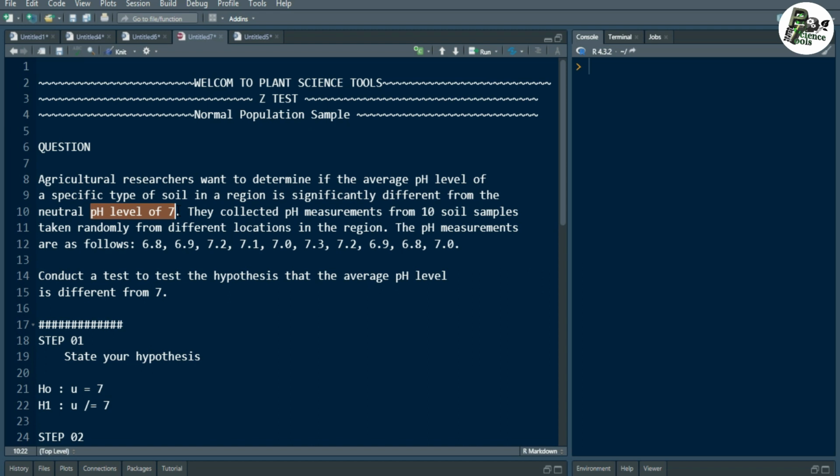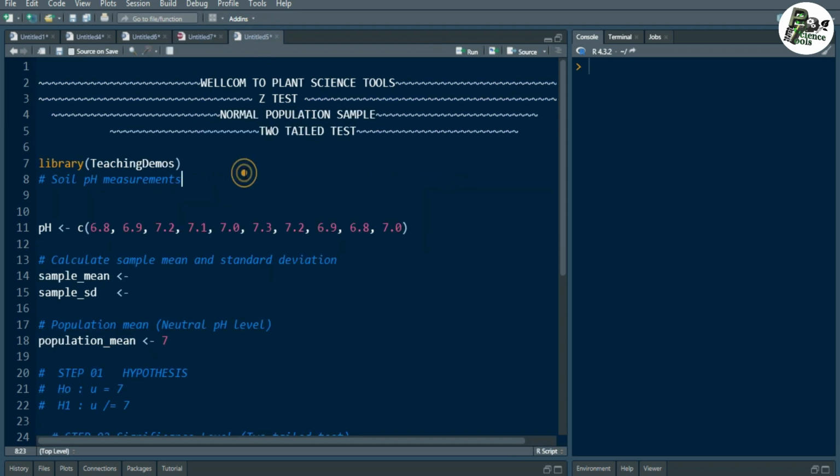So we need to test this hypothesis, that is, whether it is significantly different or not. Is the data related to 7 or not? So let's go towards our question. As I already discussed, we will apply these 6 steps and adopt the procedure of the z-test, which I discussed in the previous video, that comprises 6 steps.